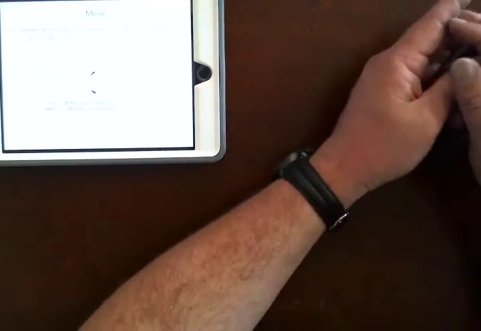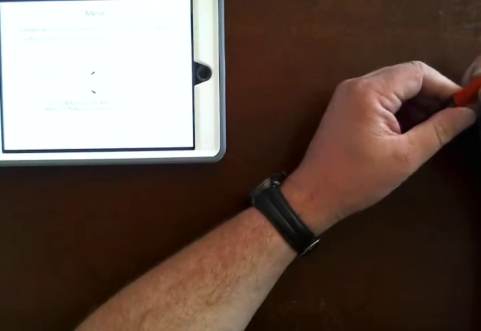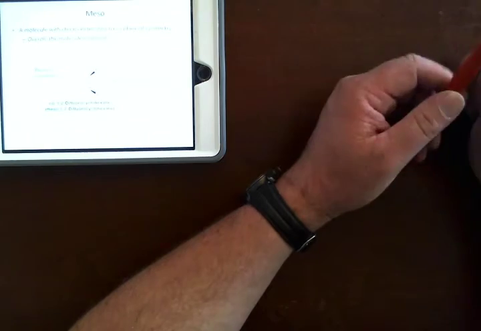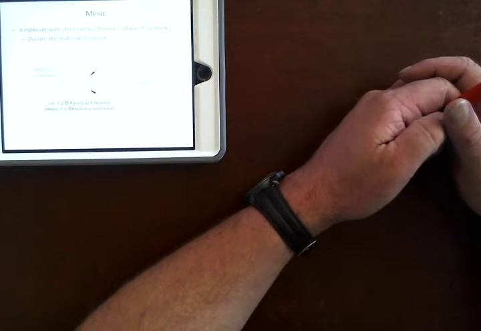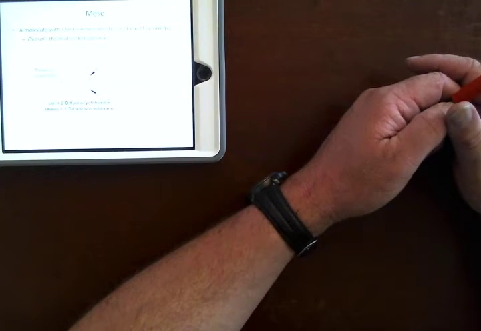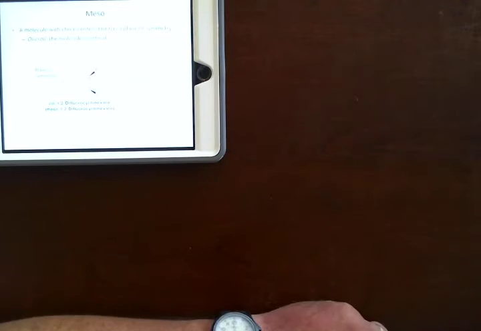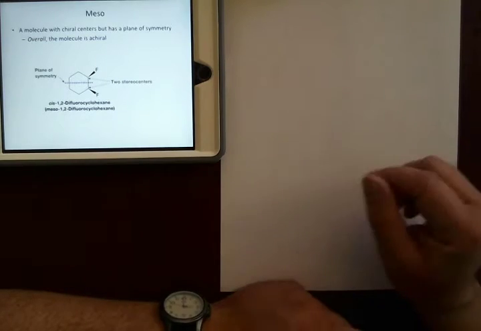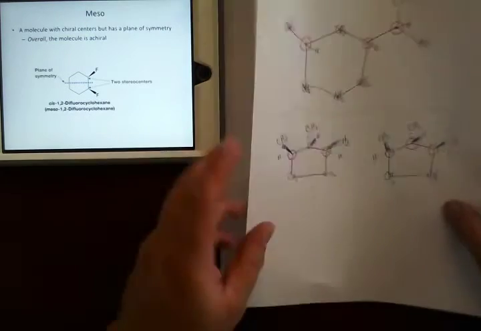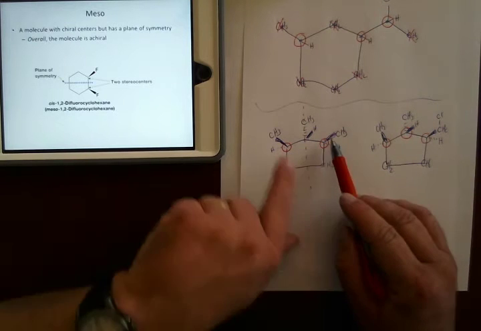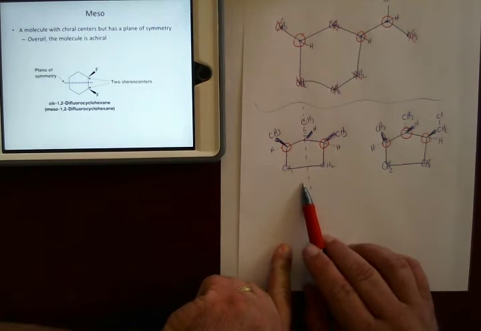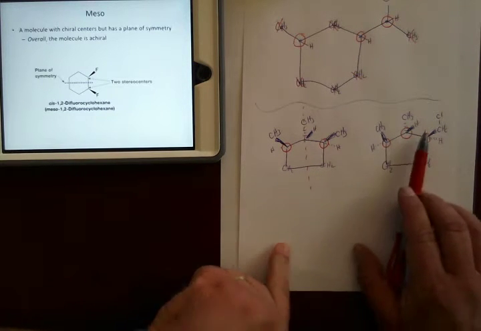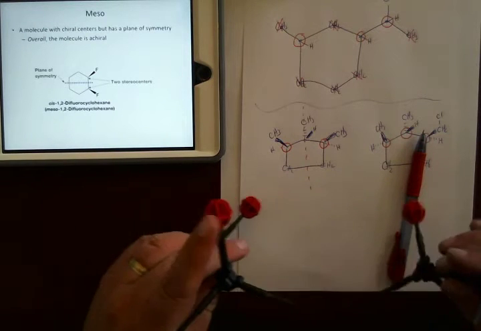Okay, now just to mess with your heads, what we're going to say is, if we have chiral centers, chiral carbons within the molecule, but there is in fact a plane of symmetry, those molecules are called chiral, okay? We've already seen it with this one here. For this one, notice how there's two chiral centers here, but there is a plane of symmetry, and this one is what's called a meso compound, and I'll show you the consequence of that.